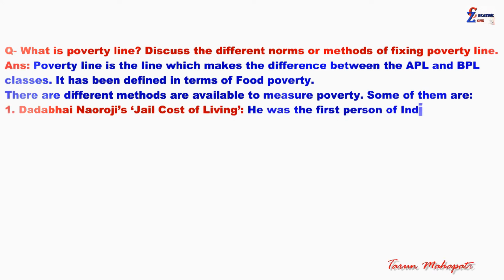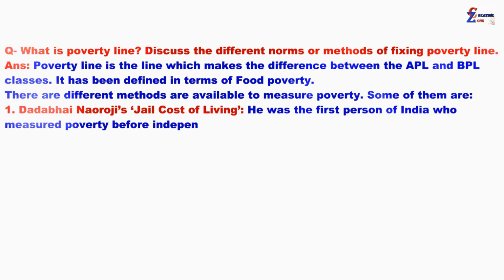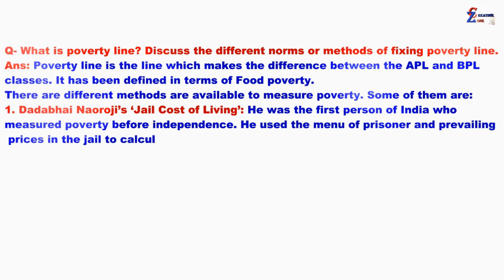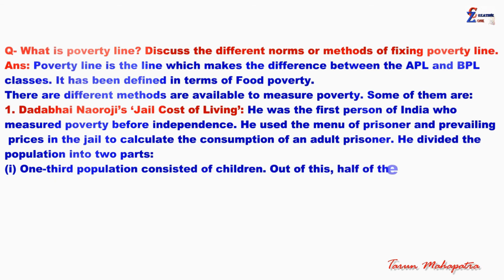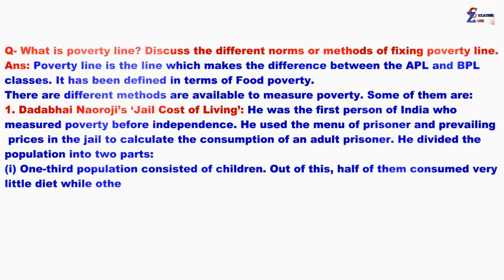Some of them are, the first one, Dadabhai Naoroji, jail cost of living. He was the first person of India who measured poverty line before independence. He used the menu of prisoners and prevailing prices in the jail to calculate the consumption of an adult prisoner.